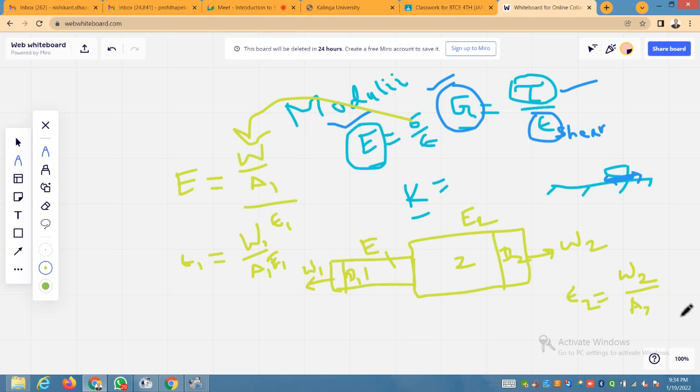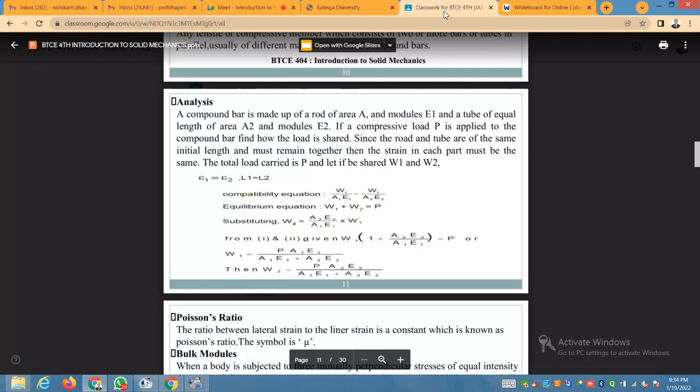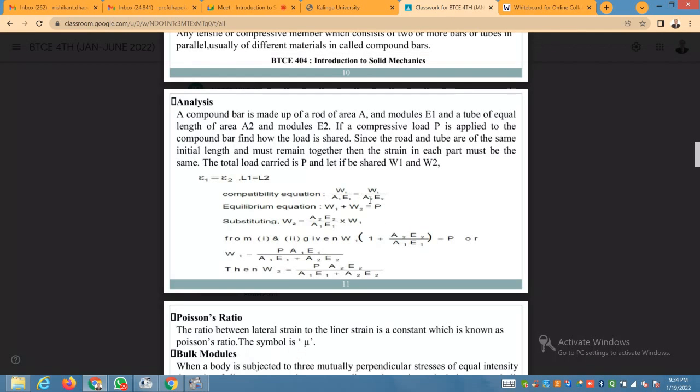In compatibility equations, if you look at these compatibility equations, you have to equate both: whatever strains are developed in portion 1 is equal to the strains developed in portion 2. So W1 upon A1 E1 equals W2 upon A2 E2. This is the story behind this. So this is the compatibility equation.